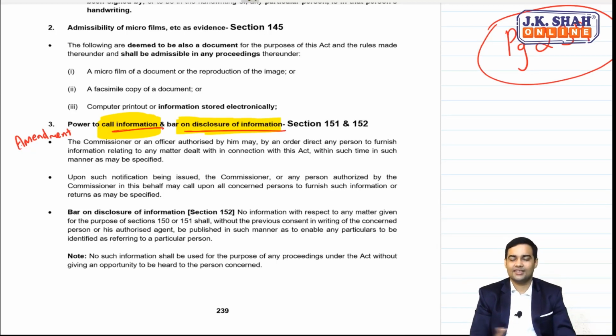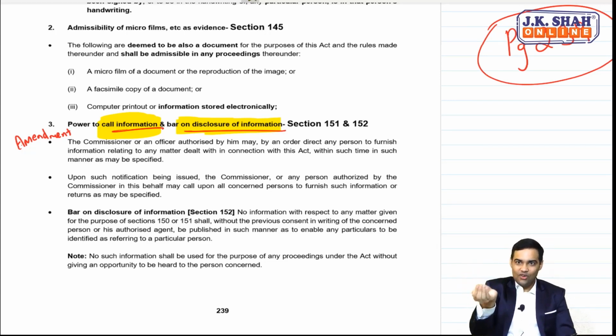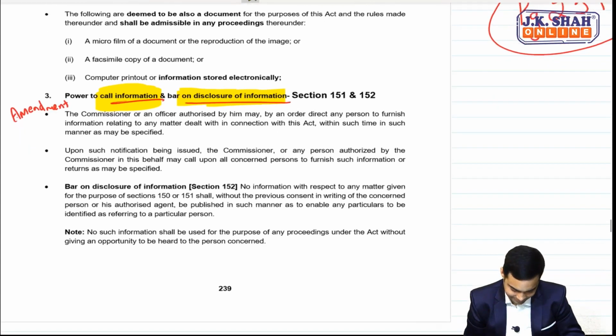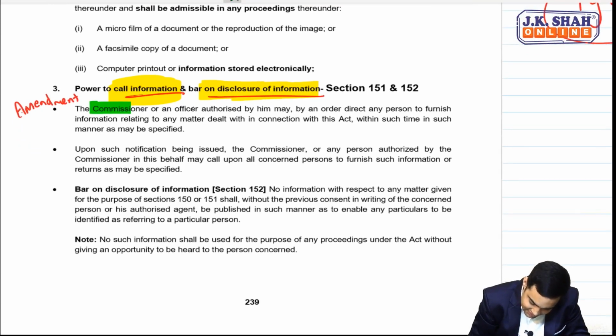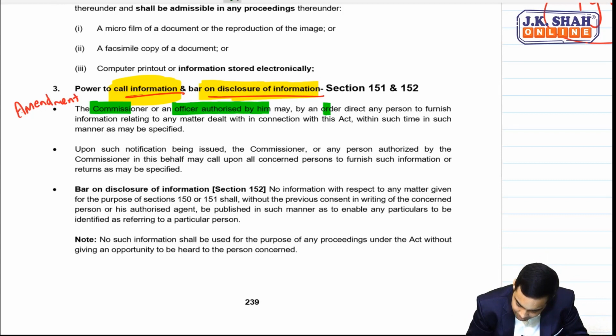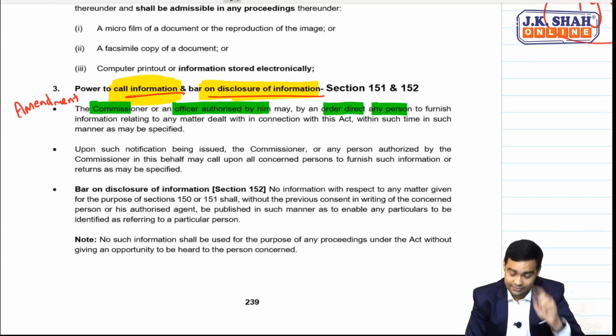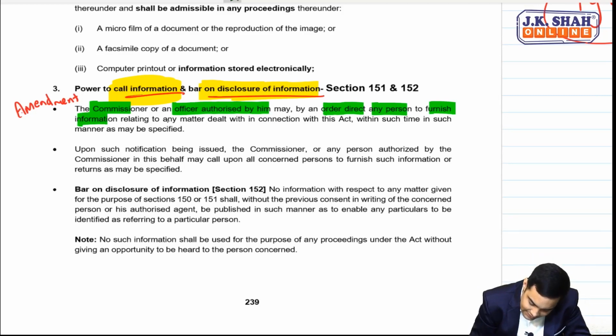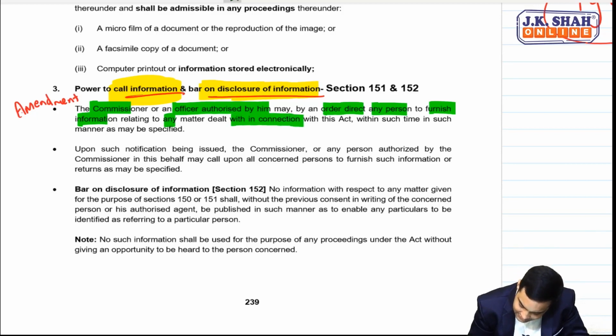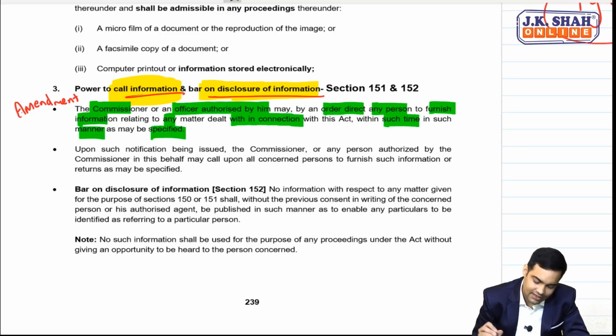So what is the provision? Department officers can call for information of any particular case or any particular form of GST compliance. Based on that, they can start proceedings after giving an opportunity to be heard to the person concerned. Let's have a look. The commissioner or an officer authorized by him may by order direct any person, very wide, to furnish information relating to any matter, very wide, to be dealt with in connection with the Act, within such time and in such manner as may be specified.